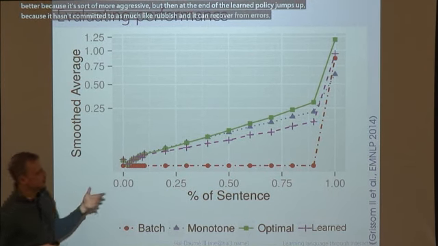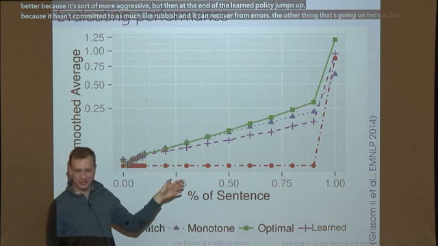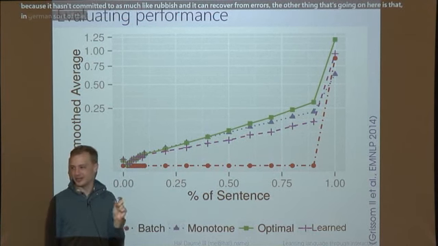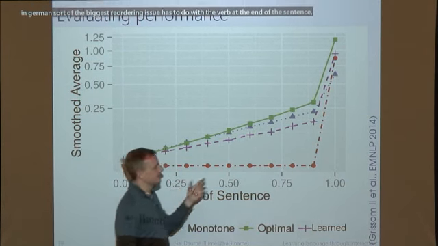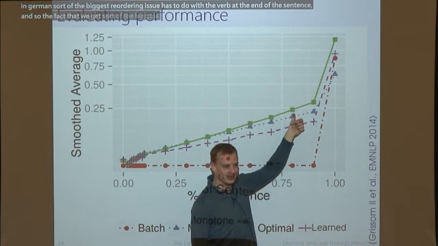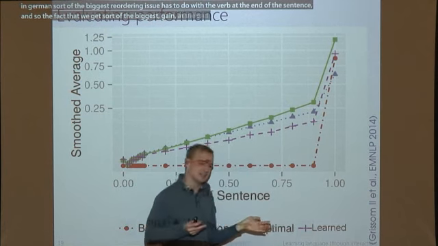The other thing that's going on here is that in German, the biggest reordering issue has to do with the verb at the end of the sentence. So the fact that we get the biggest gain at the end of the sentence is maybe not super surprising.